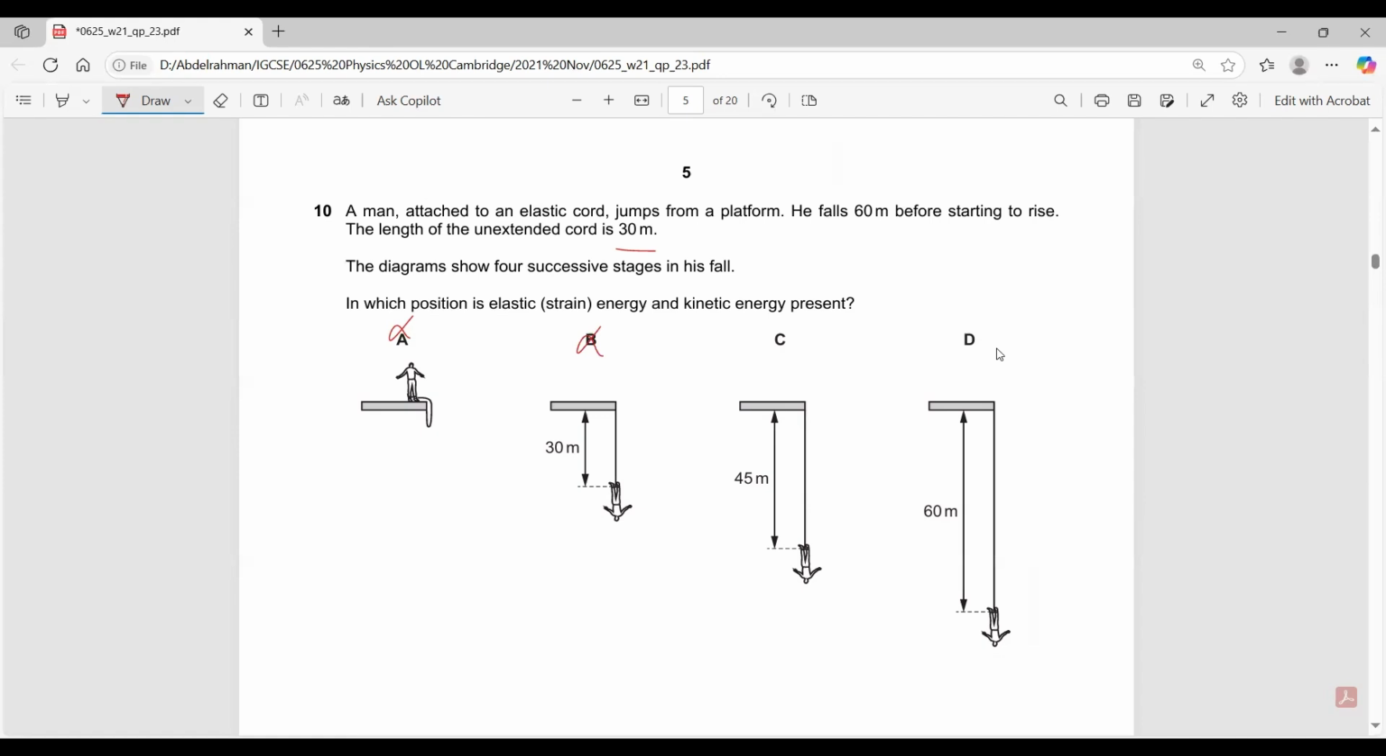In D, he said that he falls 60 meters before starting to rise again. So at 60 meters, this is the maximum extension. It will not be extended any further. Therefore, at this point, he stops and then moves back upwards. So at this point, his kinetic energy was zero. Therefore, D is wrong and C is the only correct answer. Okay?